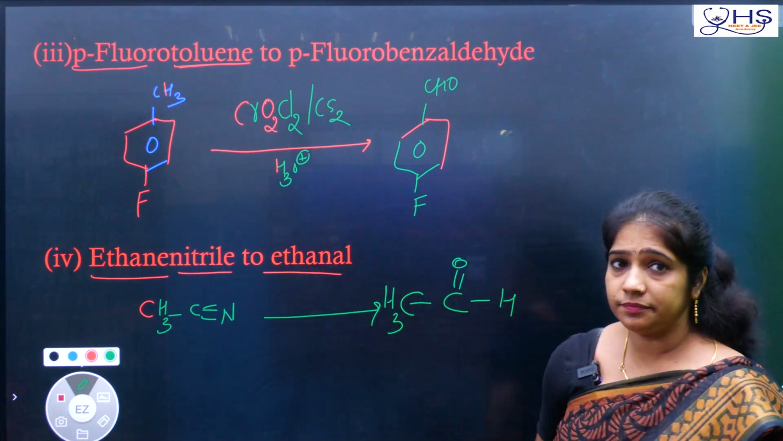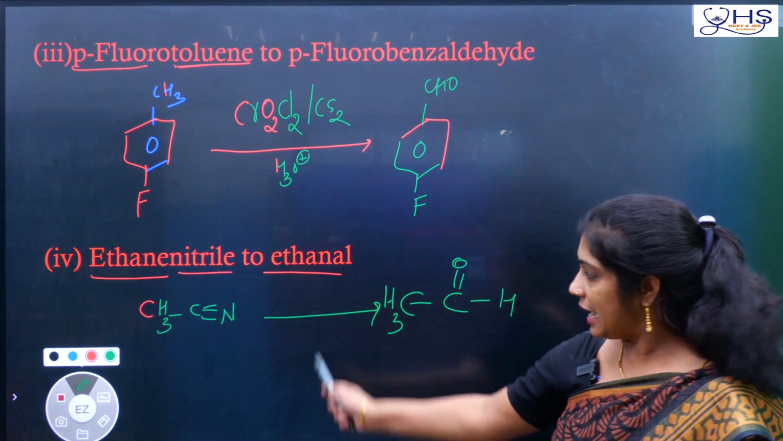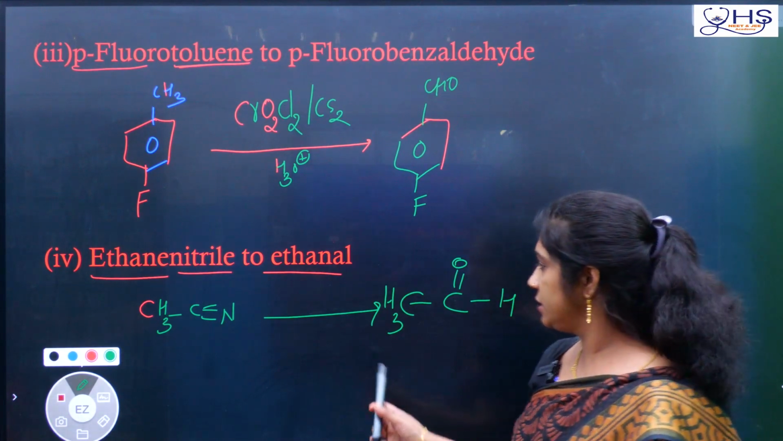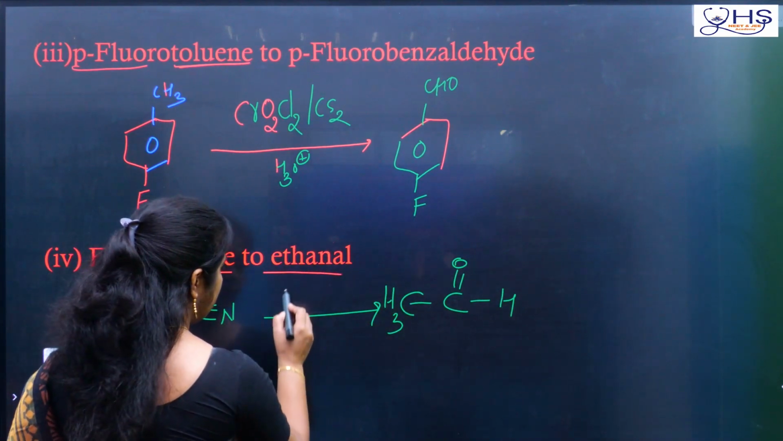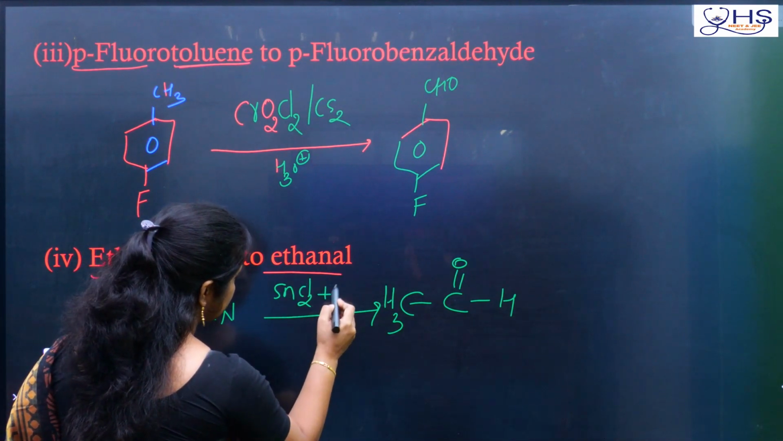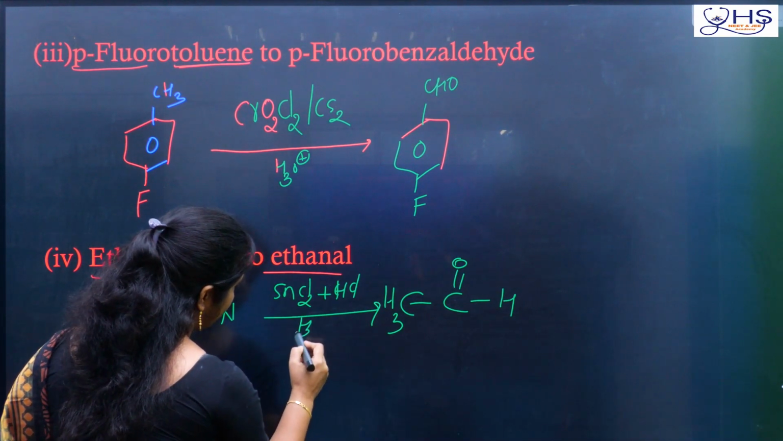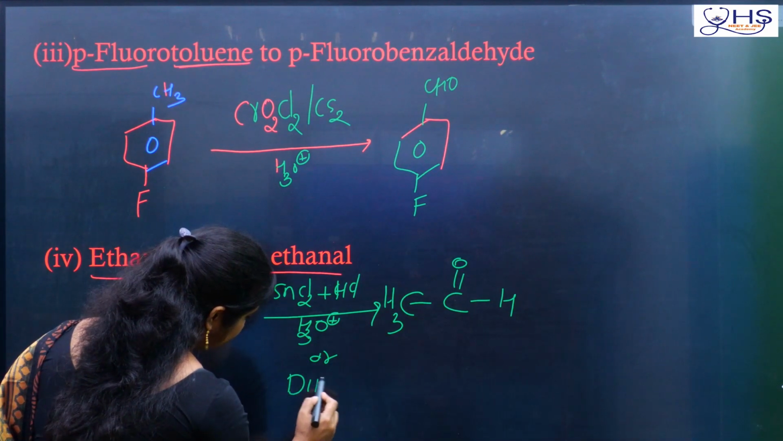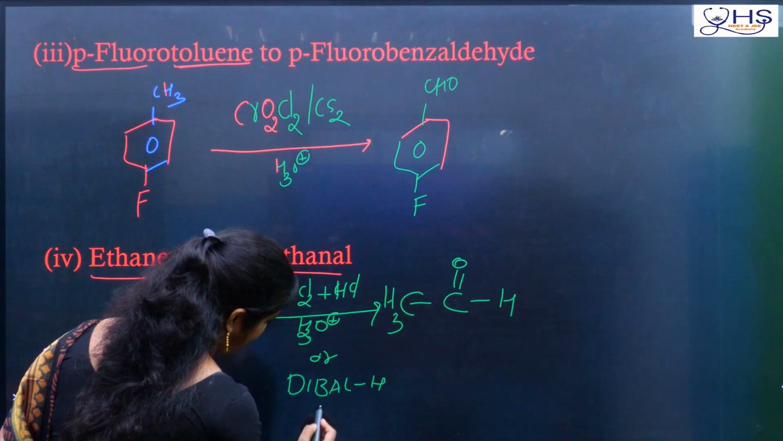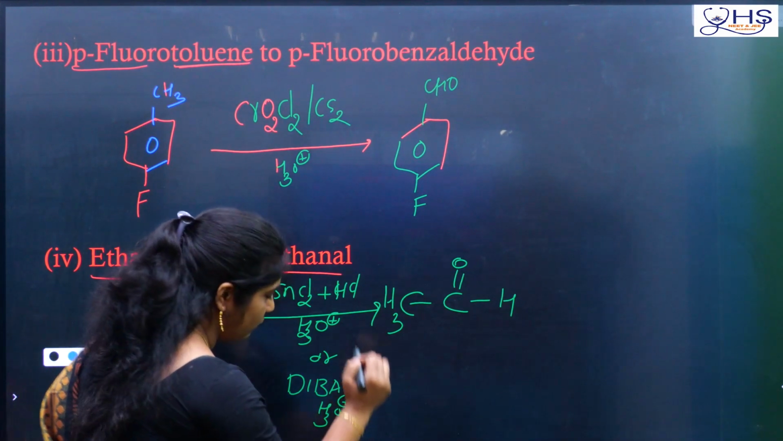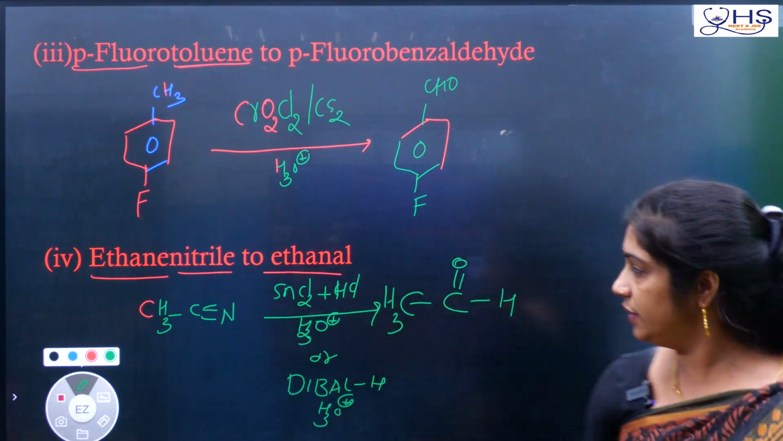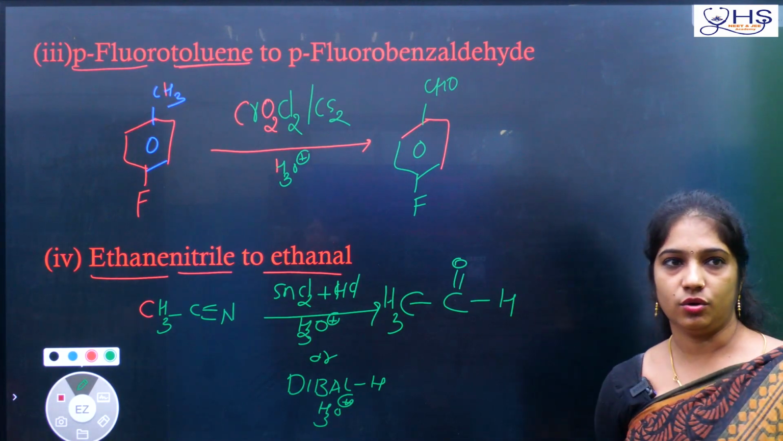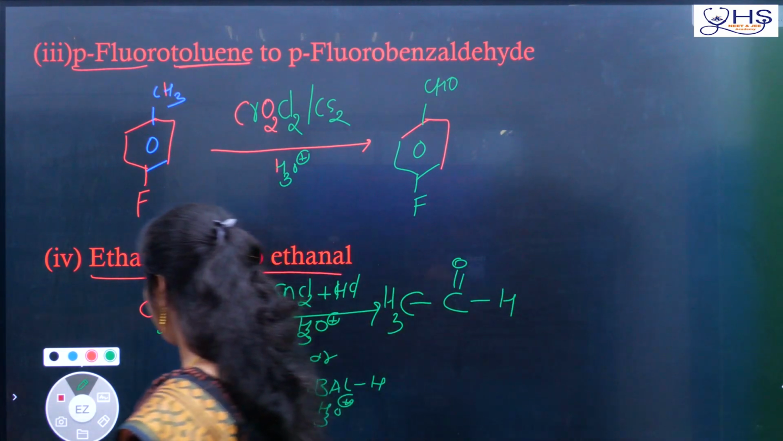Now what is this method? Stephen reaction. Or you can use DIBAL-H also, followed by hydrolysis. You can use Stephen reagent also. What are those reagents? SnCl2 plus HCl followed by hydrolysis. Or DIBAL-H followed by hydrolysis. Any one of these reagents can convert nitrile to aldehyde, or you can say ethane nitrile to ethanal. Okay, please note this down.